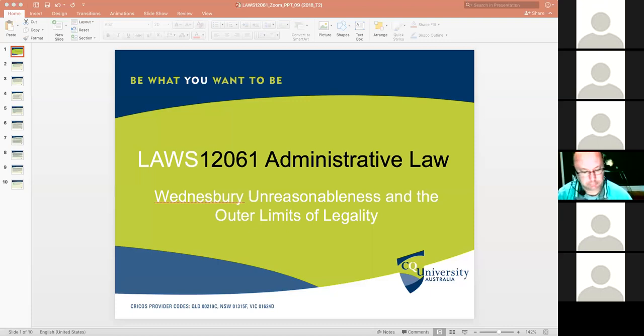But in the UK in 1948, in the case of Associated Provincial Picture Houses Limited versus Wednesbury Corporation, the courts asserted their authority to review decisions of the executive on the ground of whether the decision, made on the basis of the evidence and the law, might be said to be so unreasonable that no reasonable authority or person could arrive at that decision. Because if it meets that standard of Wednesbury unreasonableness, then that decision has to be unlawful. It has to be contrary to law.